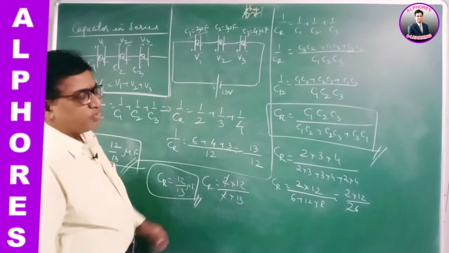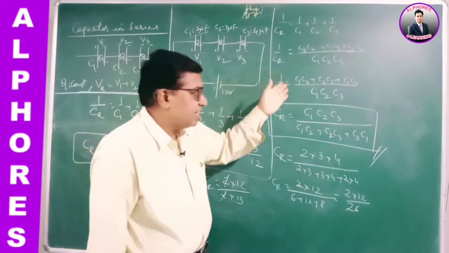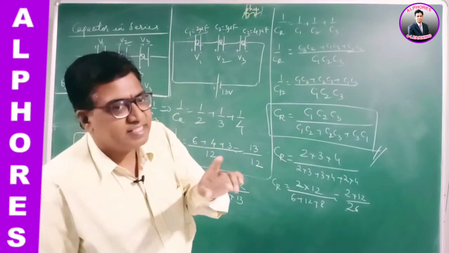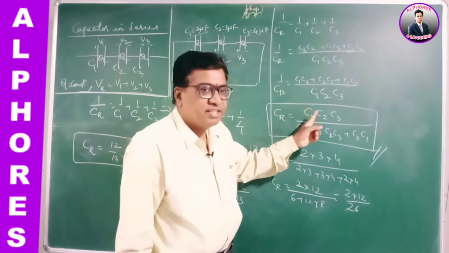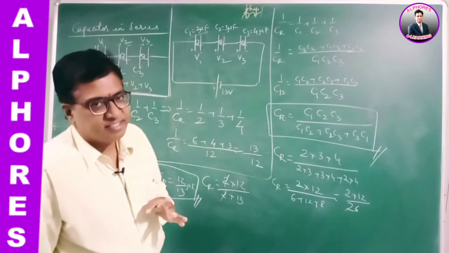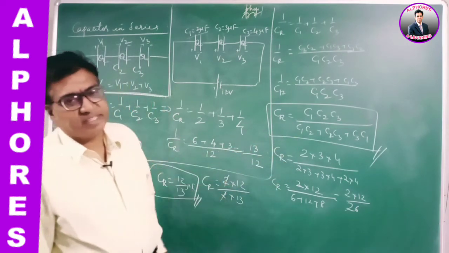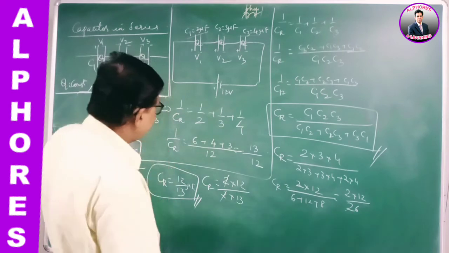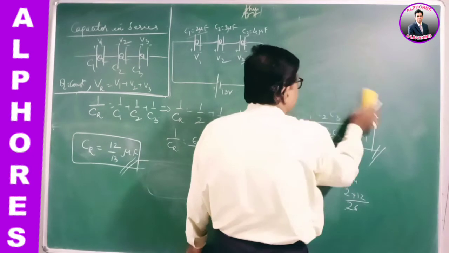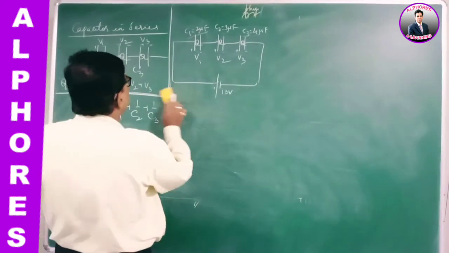This way, you can do it by simple arithmetic or by the direct formula. You remember the direct formula like this: whenever three capacitors are connected in series, the resultant capacity is C1 C2 C3 by C1 C2 plus C2 C3 plus C1 C3. Like this. Right? And directly you can substitute and get the answer as 12 by 13 microfarads. Well, this is the resultant capacity first. Then after this, what is the charge that is stored in them?